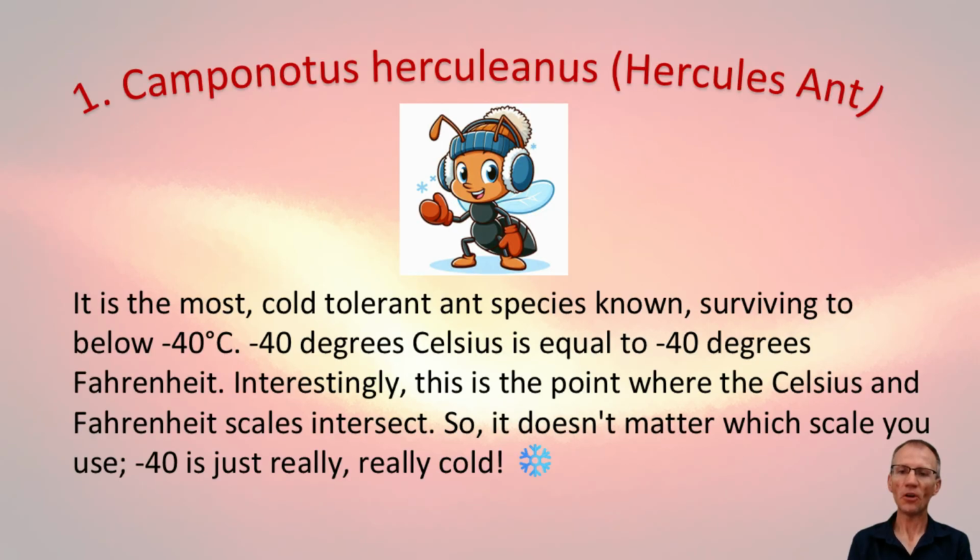Let's look at the Camponotus herculeanus, or the Hercules ant. It is the most cold-tolerant ant species known, surviving to below negative 40 degrees Celsius. Negative 40 degrees Celsius is equal to negative 40 degrees Fahrenheit. Interestingly, this is the point where the Celsius and Fahrenheit scales intersect. So, it doesn't matter which scale you use, negative 40 is just really, really cold.